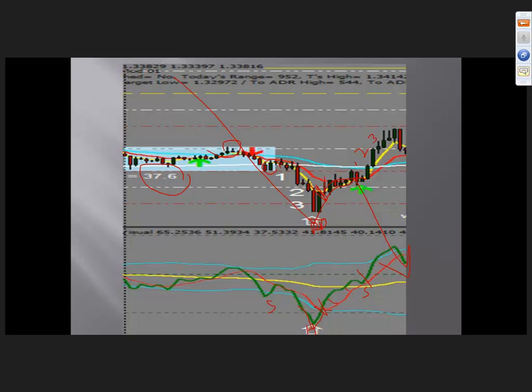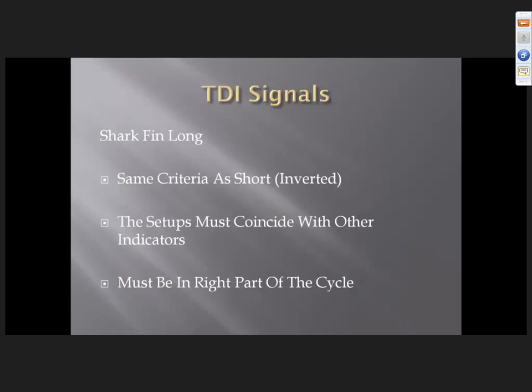Okay, shark fin long. Same criteria as short, inverted. The setup must coincide with the other stuff, man. The TDI is a confirmation of the pattern, not the other way about, okay? It's got to be in the right part of the market cycle. If you get a shark fin at 2 in the afternoon, it may or may not pay out. Don't chase it. If you get a shark fin at 3:30 in the morning, that's solid gold, my friends. That will pay out.